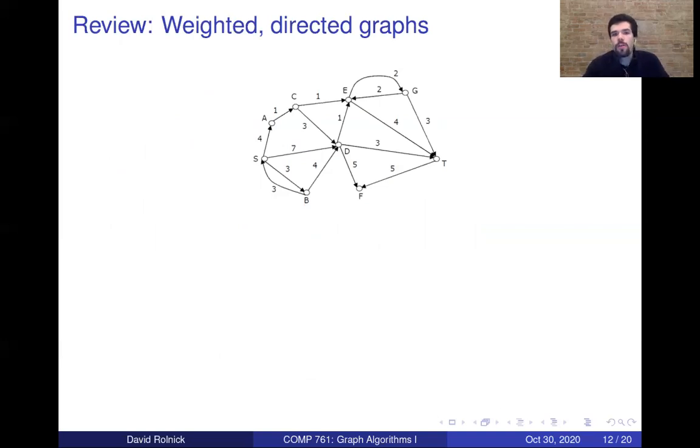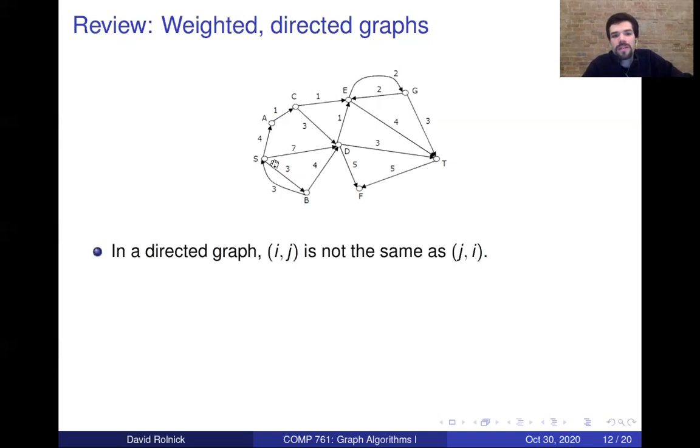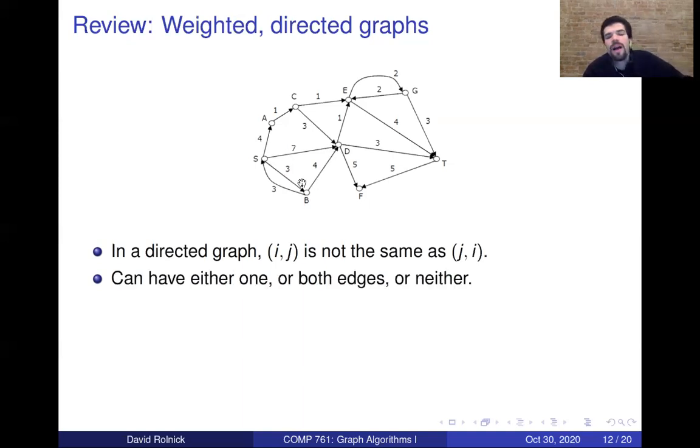So, a review of graphs. We can talk about weighted graphs and we can talk about directed graphs. In a directed graph, ij is not the same as ji. So edges have these little arrows. And there are also numbers on these edges.